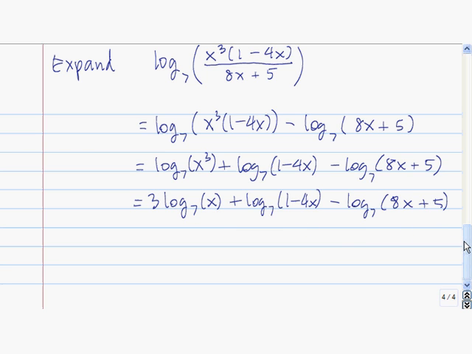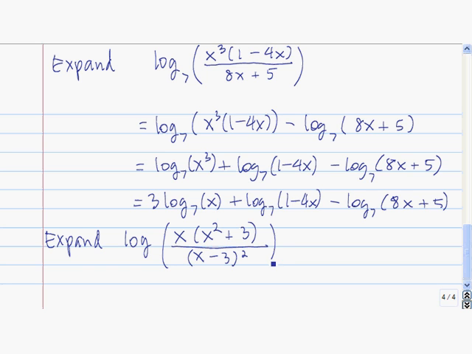Right, I'm going to give you one to try on your own. Okay, press pause while you work on this one. So you should have gotten log of x plus log of x squared plus 3 minus 2 times log of x minus 3. Again, we can't bring this 2 down because it would need to be x plus 3 quantity squared. You can't bring down an exponent if it's just being applied to a term in a sum.